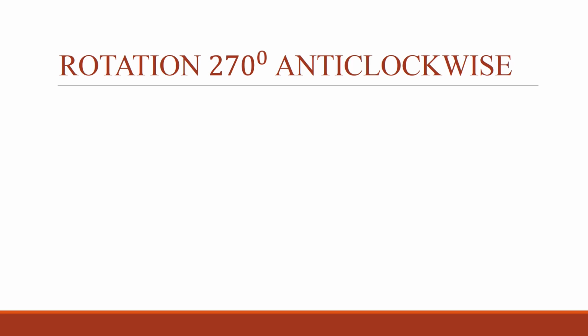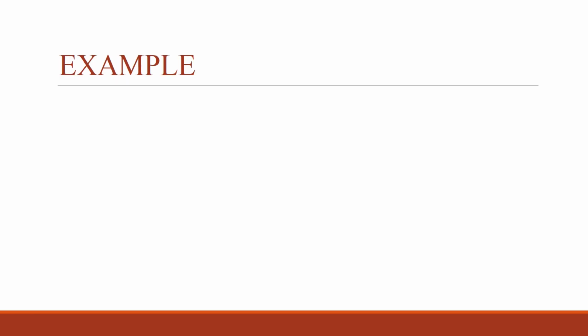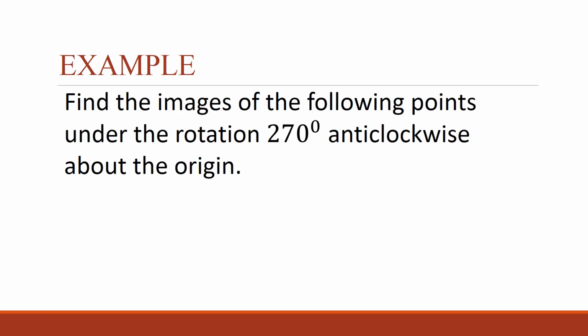Now rotation 270 degrees anticlockwise implies that anytime I have an object point (x, y) and I'm rotating through 270 degrees anticlockwise, the x coordinate moves down and is negated, whilst the y coordinate moves up. Let's look at an example. In this example, we have to find the images of the following points under the rotation 270 degrees anticlockwise about the origin. The first point is (6, 2). The second point is (-4, -1).